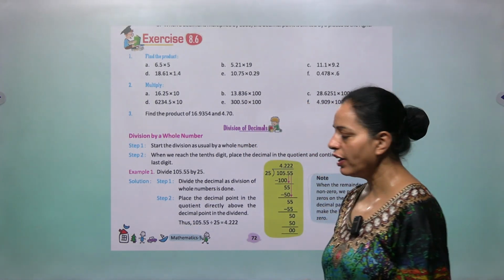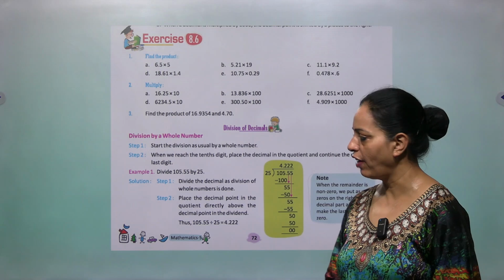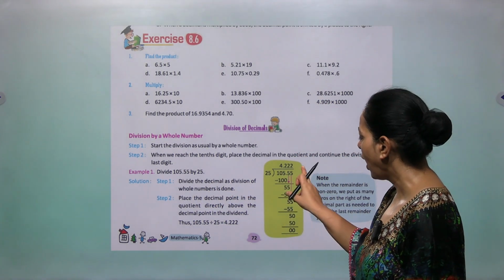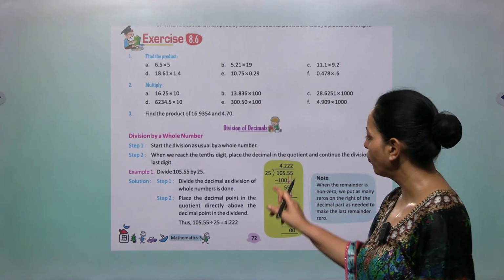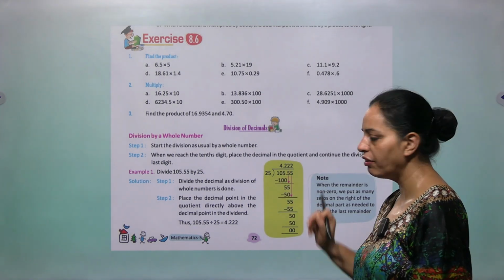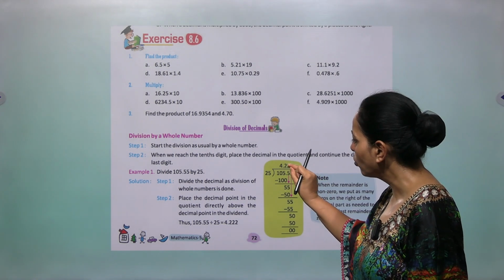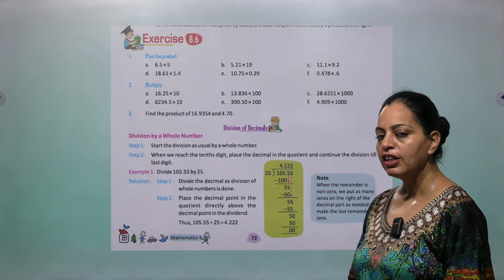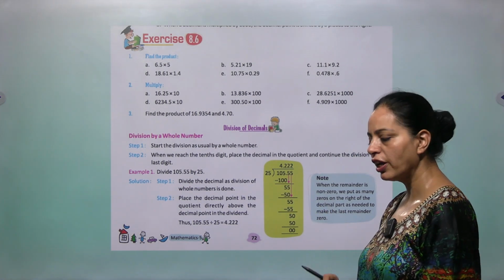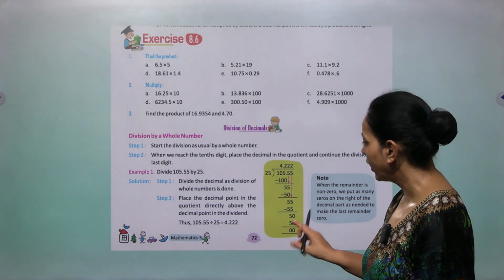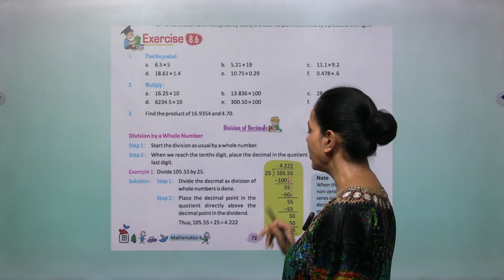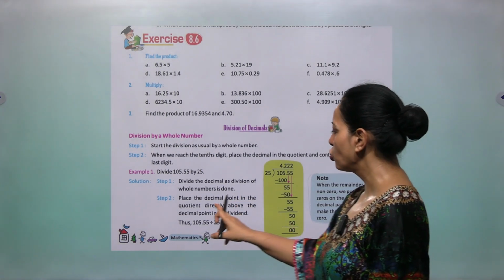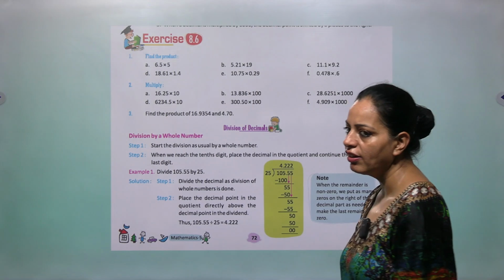Example 1, divide 105.55 by 25. Step 1, divide the decimal as division of a whole number is done. Write 105.55 divided by 25. 25 fours are 100. Now the decimal has started, so write the decimal in the quotient. Now take 5 here, 55 becomes 25 twos are 50. Here 2 will come. Then you can continue it. So you are getting remainder 0 here. Answer is 4.222. Place the decimal point in the quotient directly above the decimal point in the dividend.